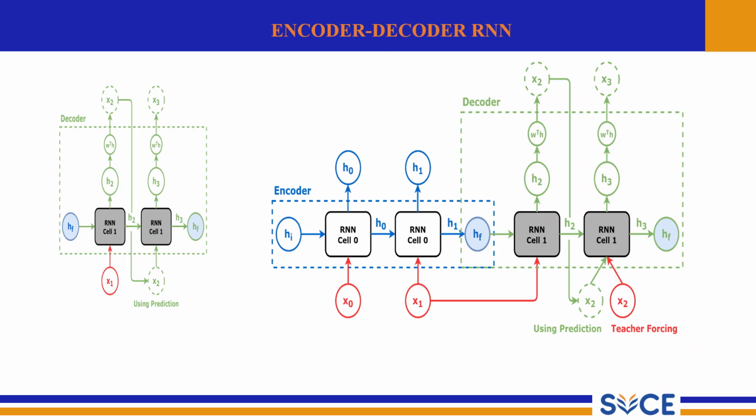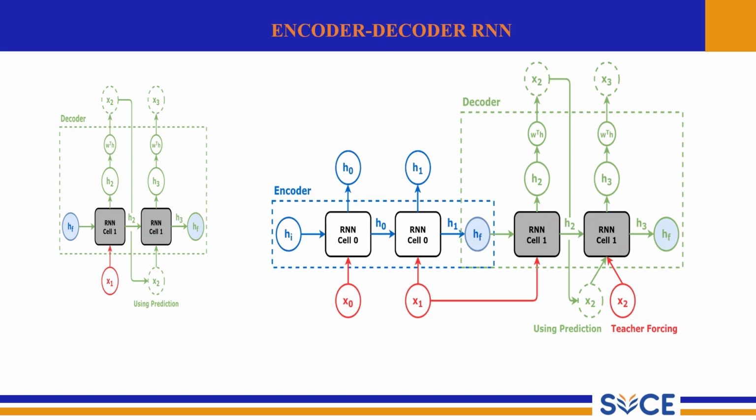So next one is the decoder. The decoder takes the context vector to begin generating the output. We see two distinct training strategies here. The first one is using prediction and the second one is teacher forcing. Using prediction, the model uses its own previous output as the next input, and this is how the model operates during real world inference.